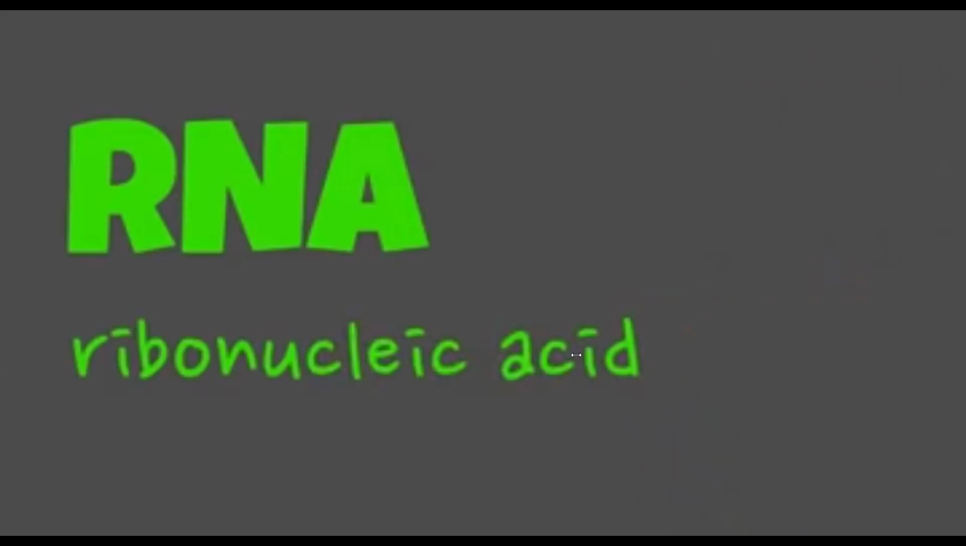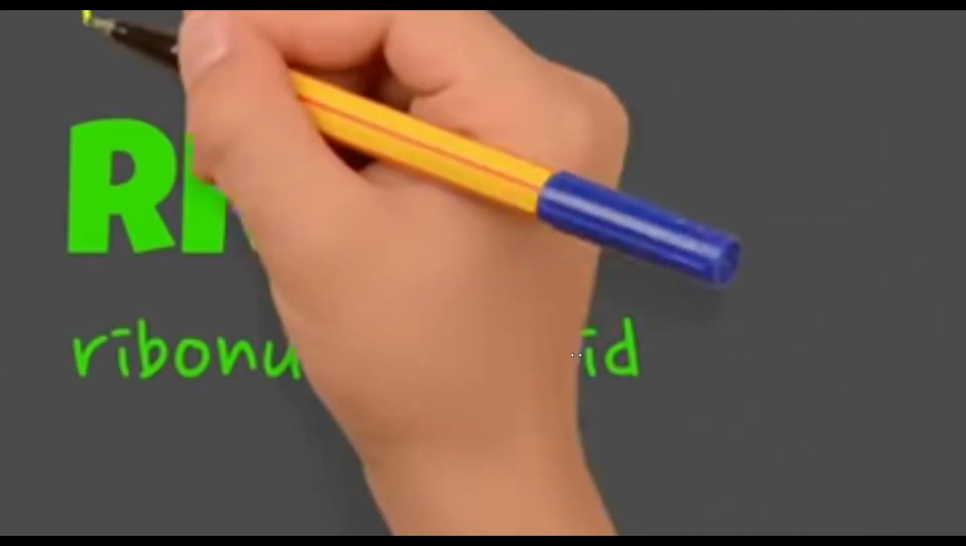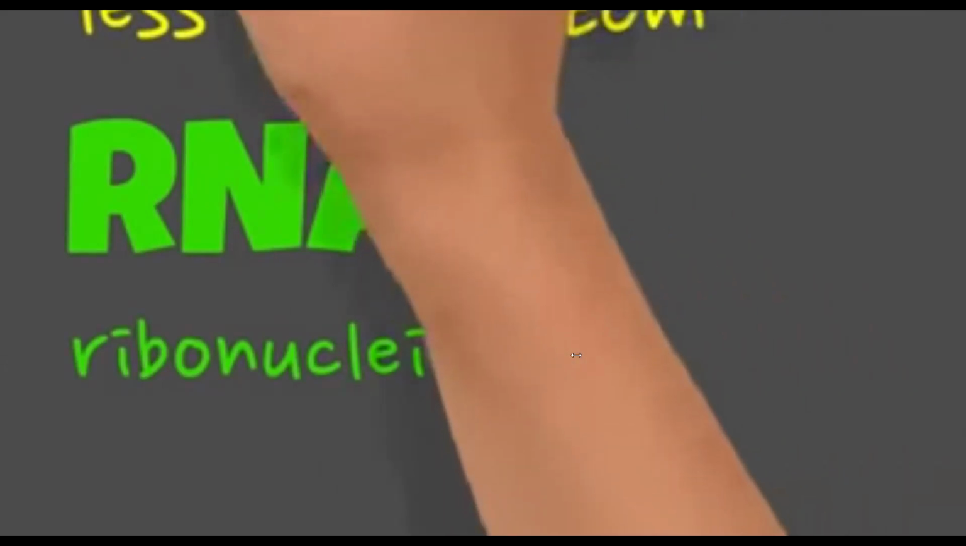Then we come to this. What are the differences between DNA and RNA? DNA is double-stranded, contains thymine and stores genetic information. RNA is single-stranded and has uracil instead of thymine and helps in protein synthesis.